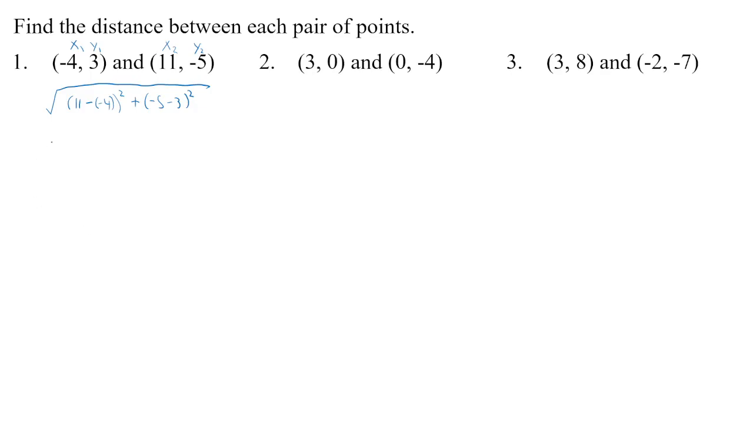Well, 11 minus negative 4 is 15. Negative 5 minus 3 is negative 8. 15 squared is 225. 8 squared is 64. So 225 plus 64 is 289, and the square root of 289 is 17. Therefore, 17 is the distance.